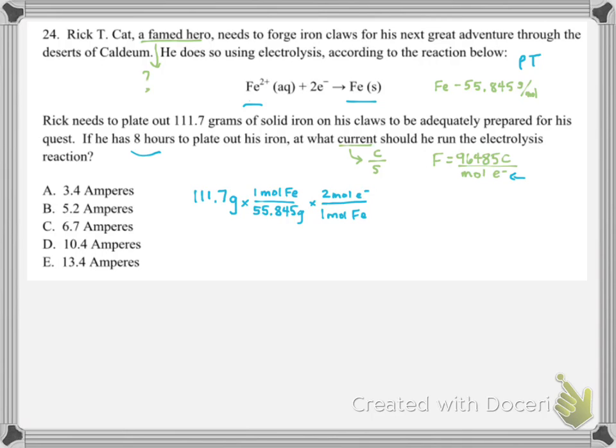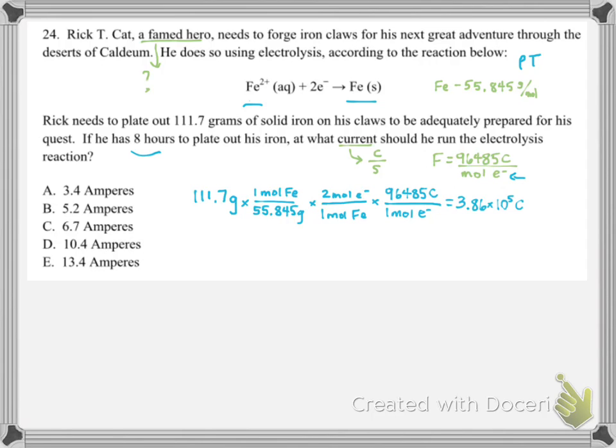Okay, so you want to start with the balanced half reactions for these. And then I can use Faraday's constant to get us to coulombs, 9.6485 times 10 to the 4th coulombs for every 1 mole of electrons. And then this ends up being 3.86 times 10 to the 5th coulombs.